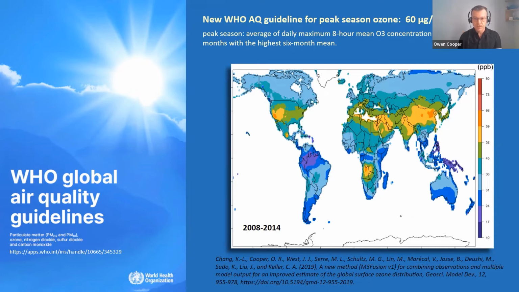This figure, produced by my colleague Kailan Chang at the University of Colorado, shows this ozone metric averaged over the years 2008 to 2014. So light blues, greens, and the warm colors show the portions of the world that currently exceed this WHO guideline. And really, it's only in the tropics and Australia, New Zealand, and Southern South America where ozone is less than 30 parts per billion. So most of the world's population is exposed to ozone levels above this new WHO guideline. Next slide.